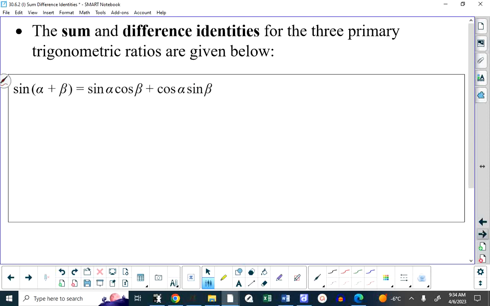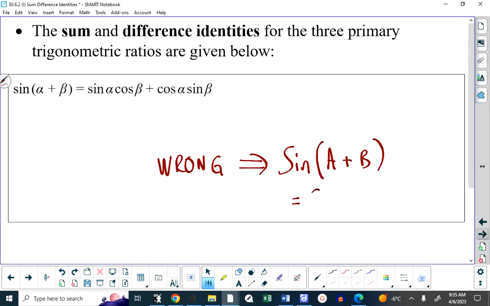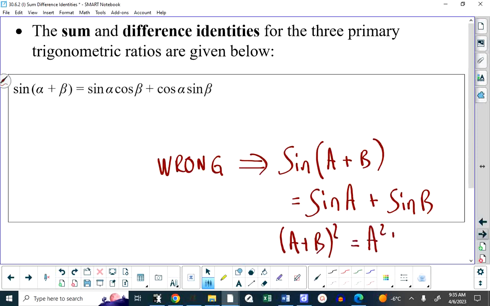A person who knows nothing about math or has not been taught this before might believe that if you have the sine of the sum of 2 angles, that you can take the sine of the first angle and add the sine of the second angle. But it just doesn't work that way. It's like me saying to you, if I have 2 things added and I'm squaring them, can I do this? And the answer is no, you can't do that either. There's a different rule for how you do that.